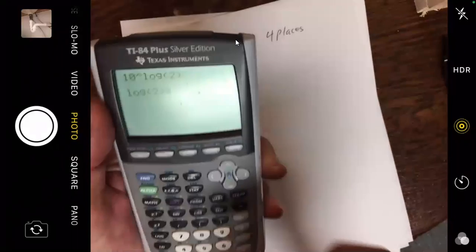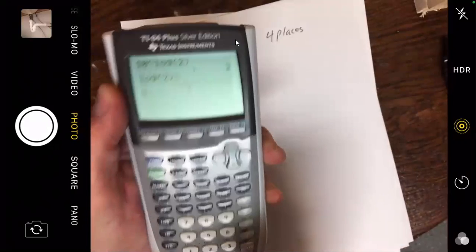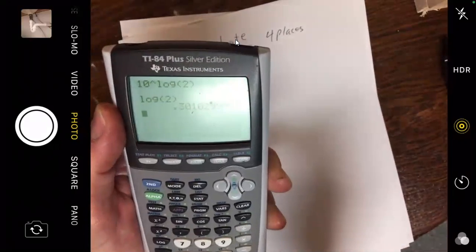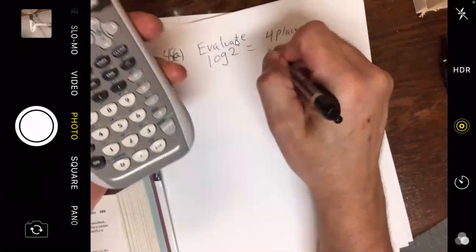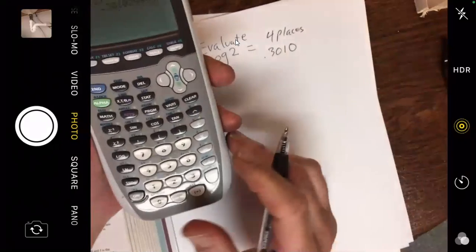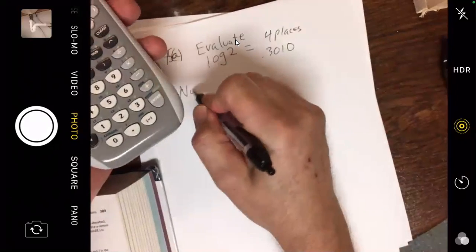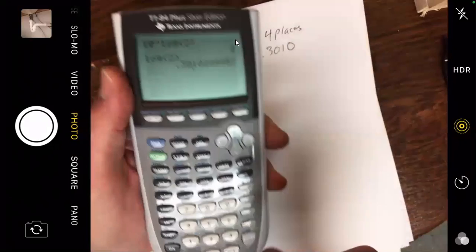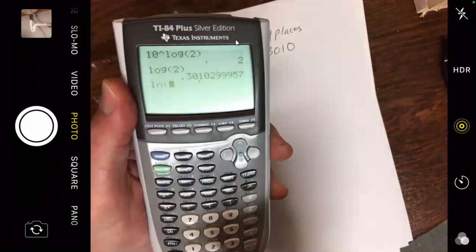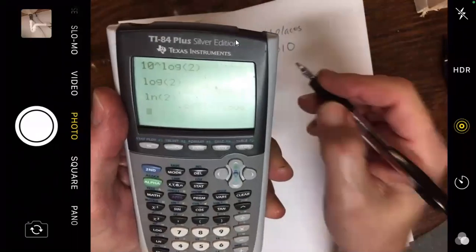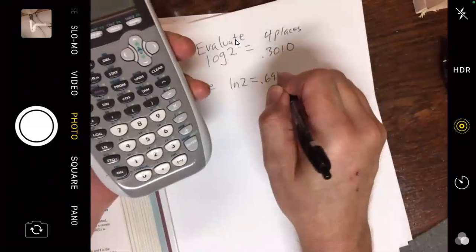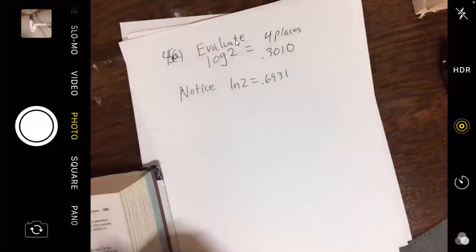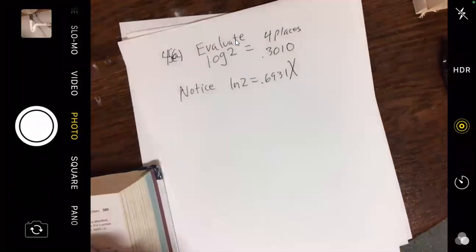Log 2 is 0.3010, I guess, to 4 places. Notice, if I use ln of 2, I get 0.6931, a completely different number. That's not the right number. And I have met people who get these things all confused.